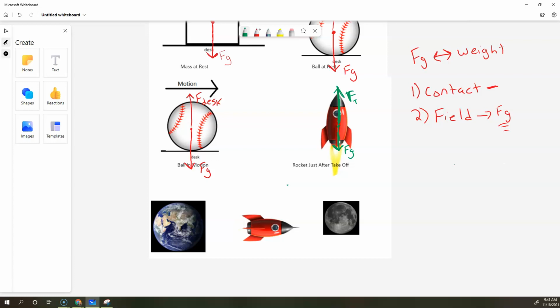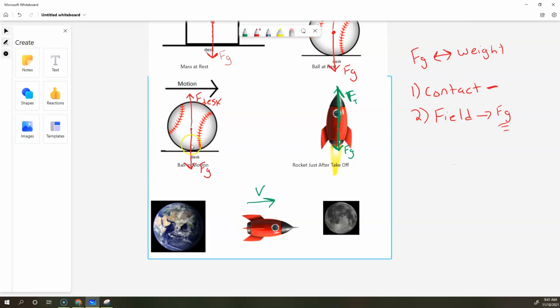So in this scenario where the rocket is really far away from everything, it doesn't feel a force from the Earth, it doesn't feel a force from the moon. There's no up force on it, there's no down force on it, there's no forces at all. And yet, this rocket is continuing its velocity. It's continuing to move.